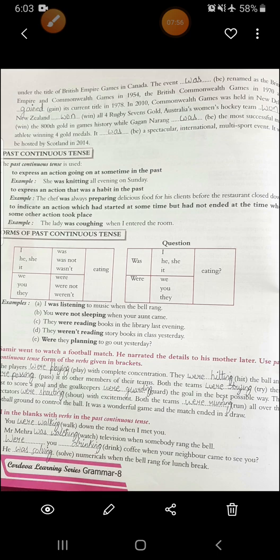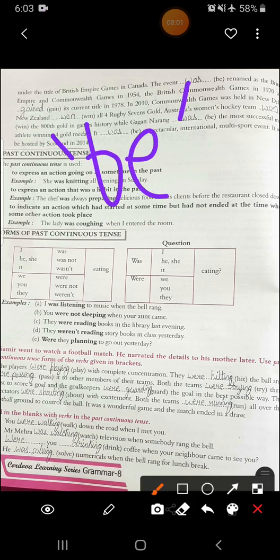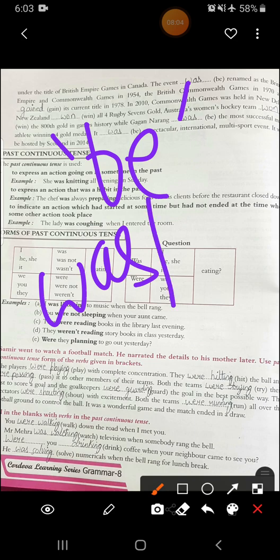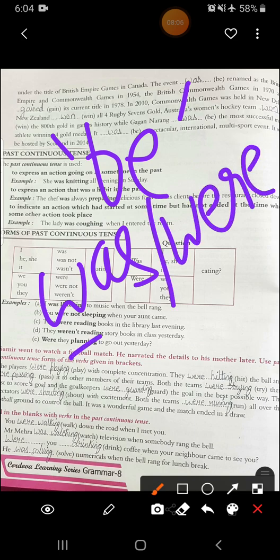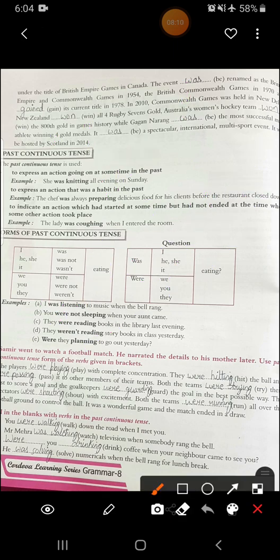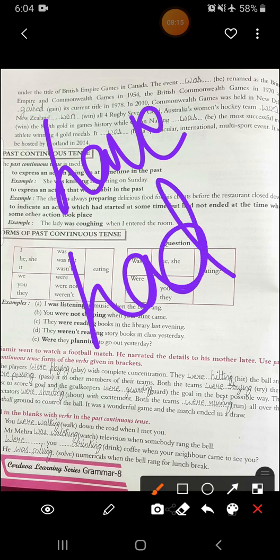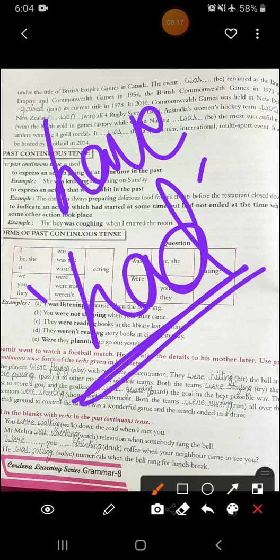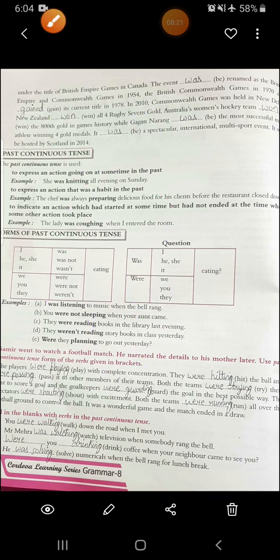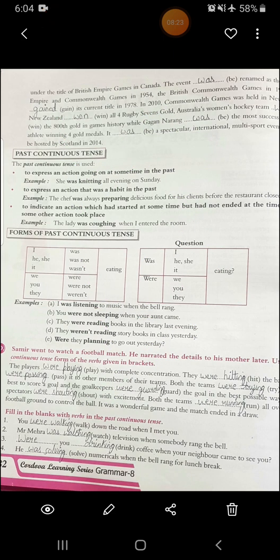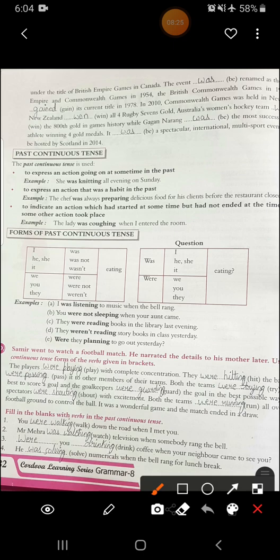I hope you have followed everything. You know, in past tense, if it's written be, then you have to use either was or were. If it's singular, use was. If it's plural, use were. Then, if it's written have, what will you use? Had. For past tense, you have to use had. Got it? Alright.